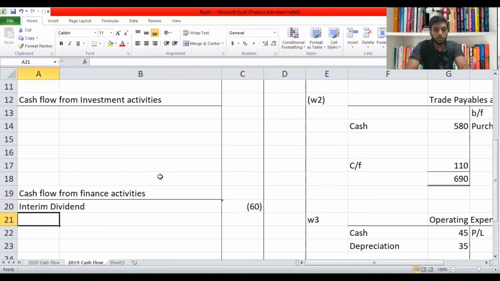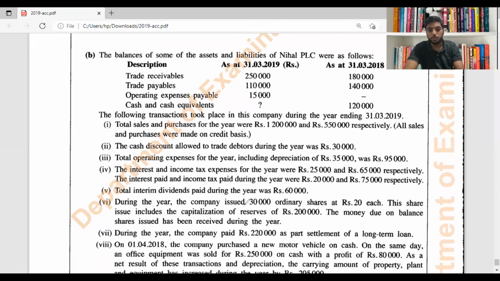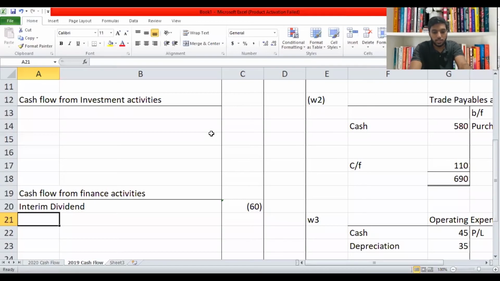So then we move on to the next part. Interim dividend 60 is almost done. We have the next adjustment. What is the value we have? During the year, the company issued 30,000 ordinary shares at 20 each. The share issue includes capitalization of reserves of 200,000. The money due on the balance of the share issue has been received during the year. We have 30,000 shares issued at 20 rupees. So I'll take share issue.